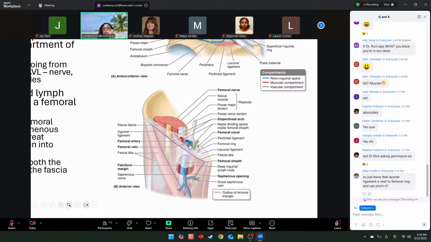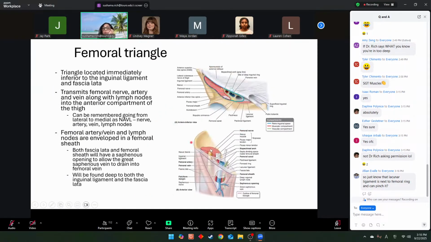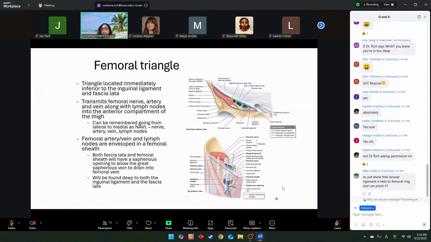So this is the femoral triangle. It's clinically extremely important because this is a great way for us to gain access to arteries towards the heart and arteries towards the leg. So peripheral vascular disease is very, very common. People who are diabetics get peripheral vascular disease, as do people with many different conditions.